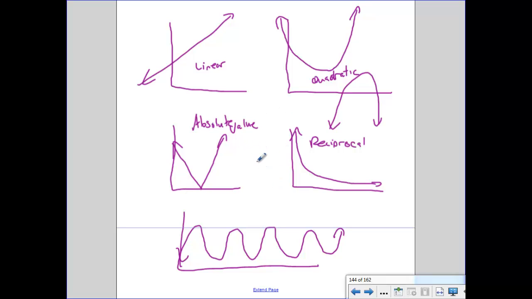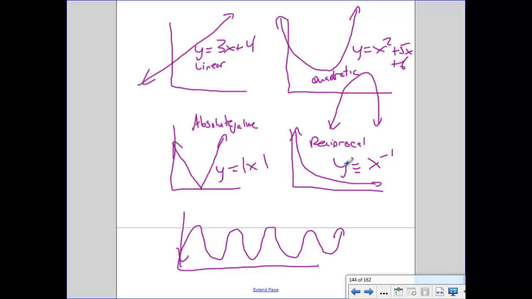Here's the thing, though. All of these were equations, where this could be like y equals 3x plus 4. Or this could be y equals x squared plus 5x plus 6. Or this could be y equals absolute value x. This could be y equals x to the negative 1. All of these had equal signs. Life is not always that clean cut, though, that things equal each other. Okay. Let me give you an example.